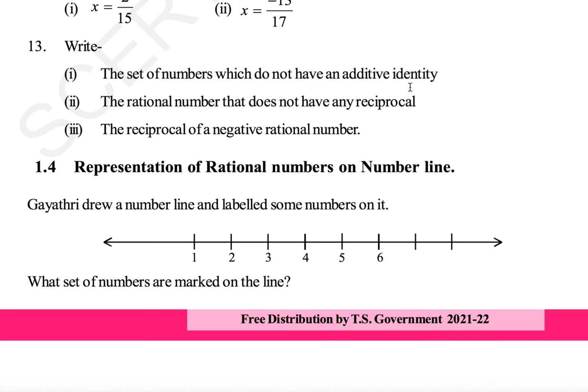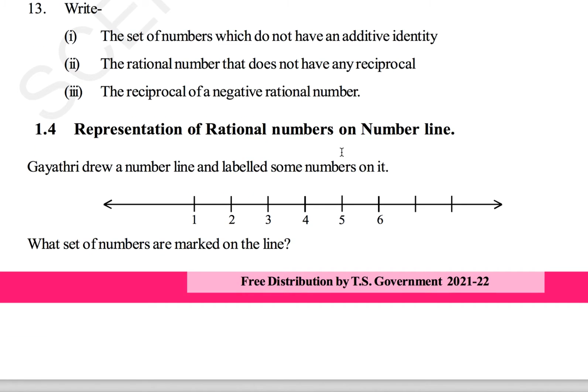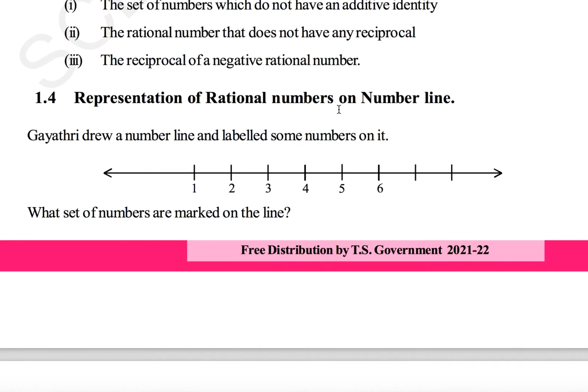Is there any number like that? A rational number that does not have any reciprocal? 0. Yes. The reciprocal of a negative rational number is a negative rational number only, right?